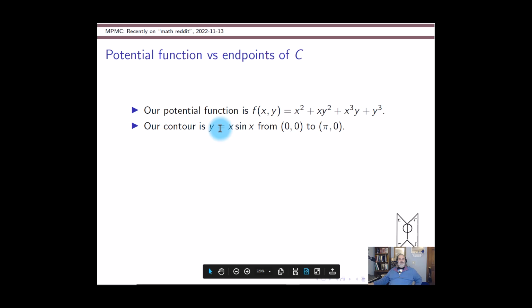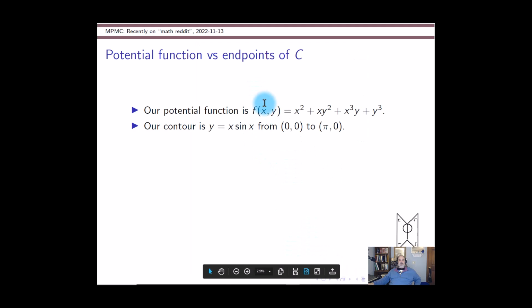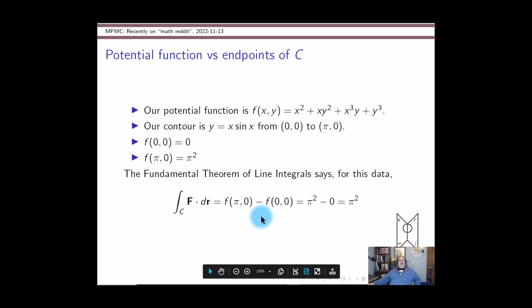Whew. Okay, now remember that our contour was this thing, x times sine of x from 0, 0 to pi, 0. All we've got to do now is take this potential function, plug in 0, 0, we get 0. Plug in pi, 0, we'll get pi squared and 0 and 0 and 0. So pi squared, take the difference, and ta-da, the answer to this contour integral is pi squared. Not bad for a few minutes' work.